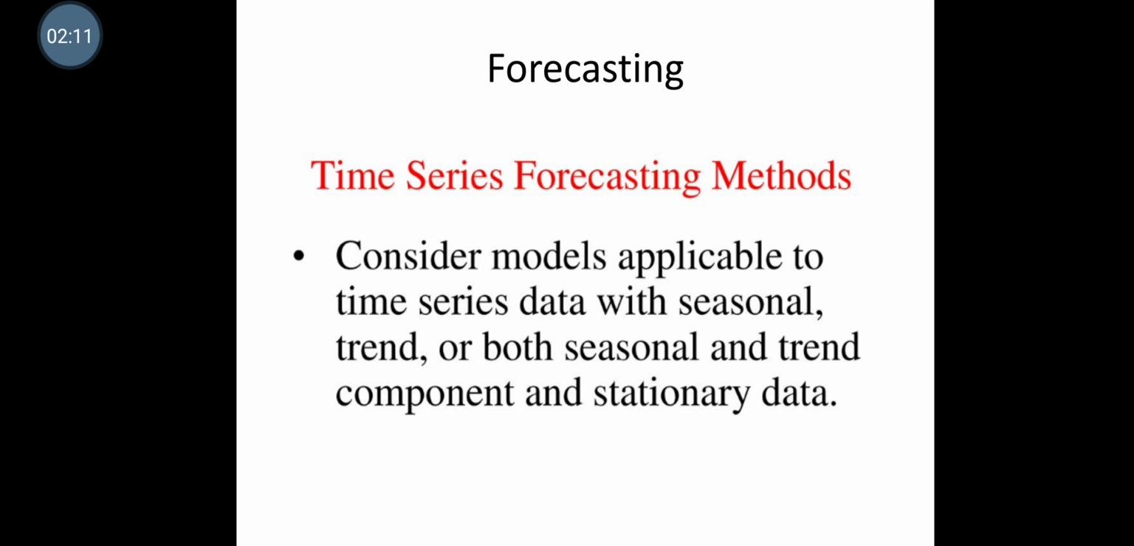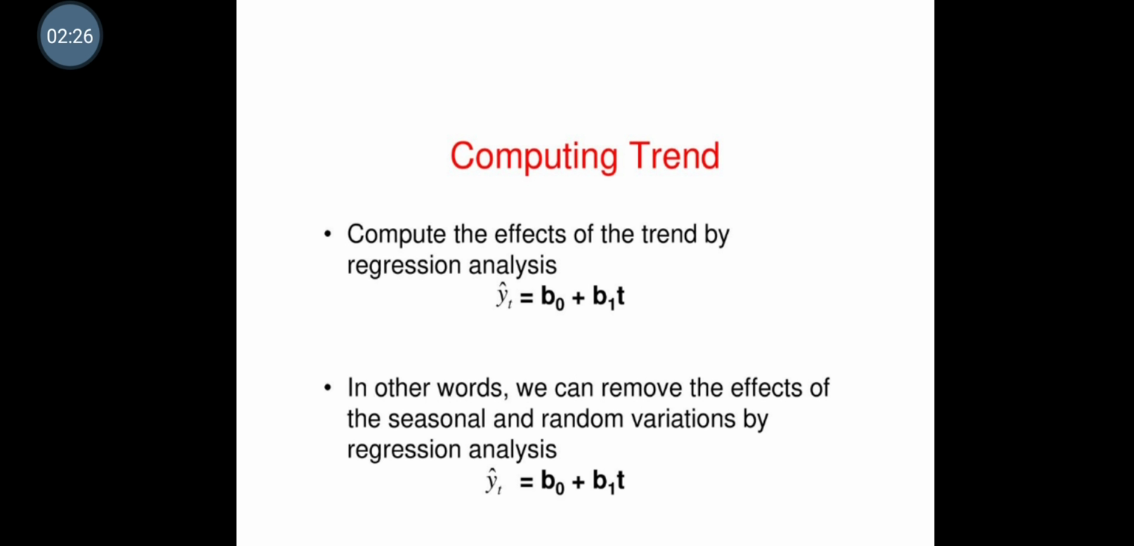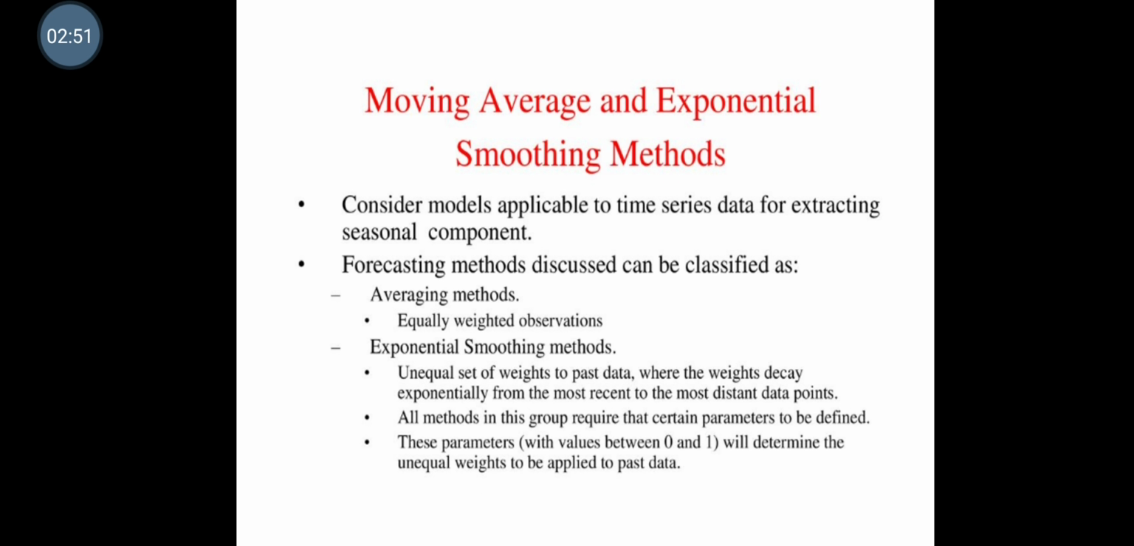Another topic is time series forecasting methods. Consider the models applicable to time series data with seasonal, trend, or both seasonal and trend components, and stationary data. Computing trends: we compute the effect of the trend by regression analysis. In other words, we can remove the effect of the seasonal or random variation by regression analysis, Y hat t equals b0 plus b1 t. The moving average and exponential smoothing methods are applicable to time series data for extracting seasonal components.